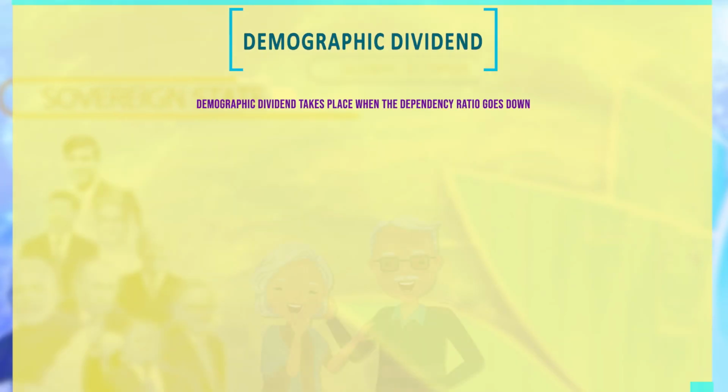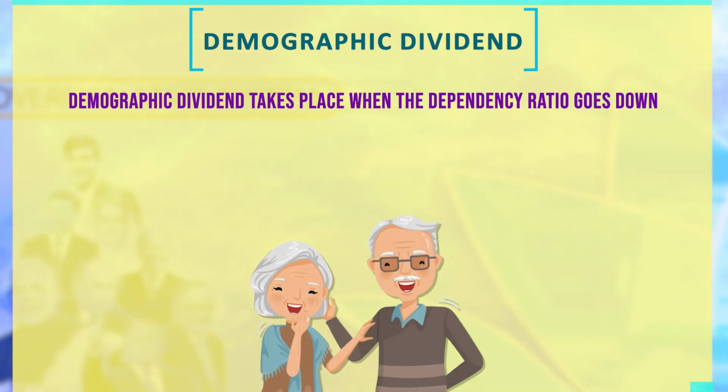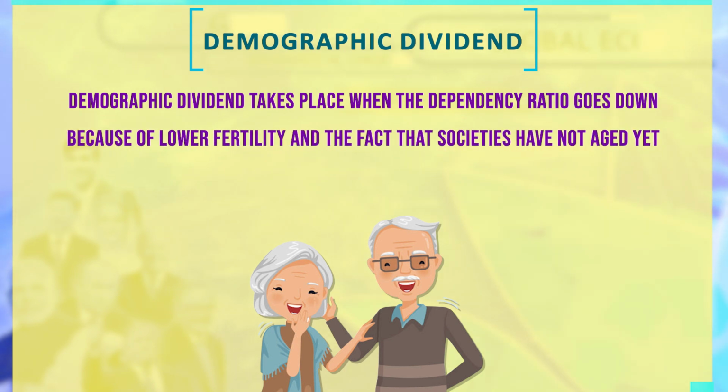To moderate population growth in high growth regions, people need access to voluntary family planning and other reproductive health services, as well as to educational and employment opportunities. Now comes the word demographic dividend. The demographic dividend takes place when the dependency ratio goes down because of lower fertility and the fact that societies have not aged yet.